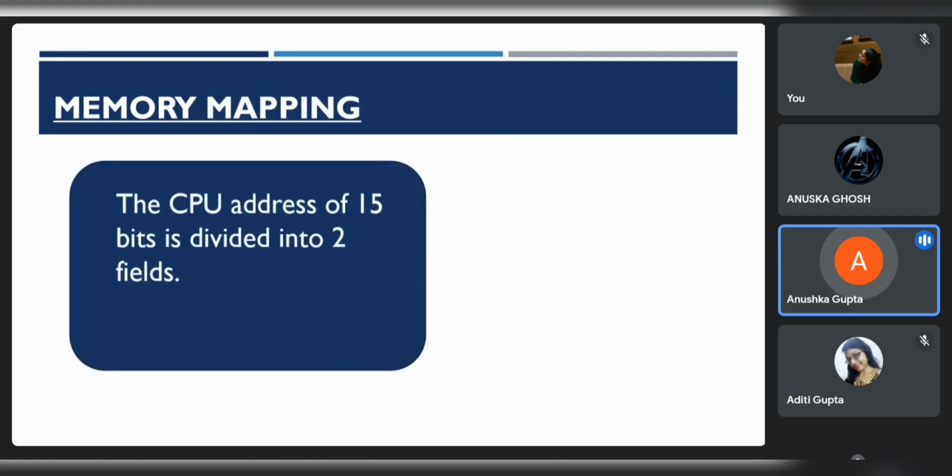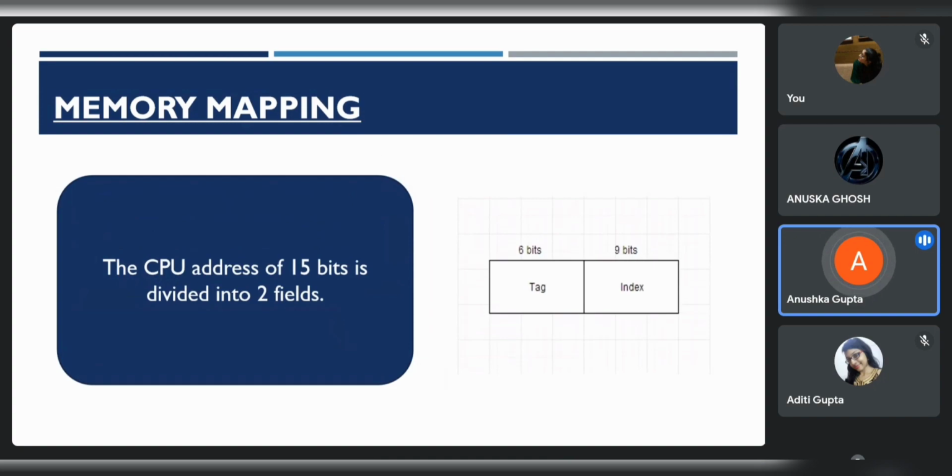The CPU address of 15 bits is divided into two fields. In this, the 9 least significant bits constitute the index field and the remaining 6 bits constitute the tag field. The number of bits in the index field is equal to the number of address bits required to access cache memory.